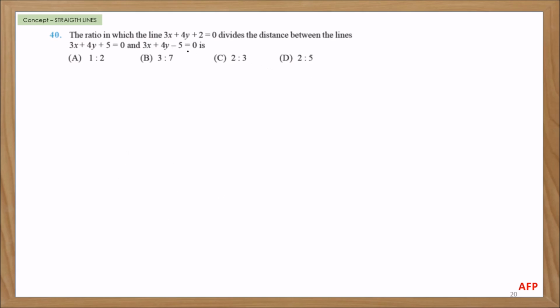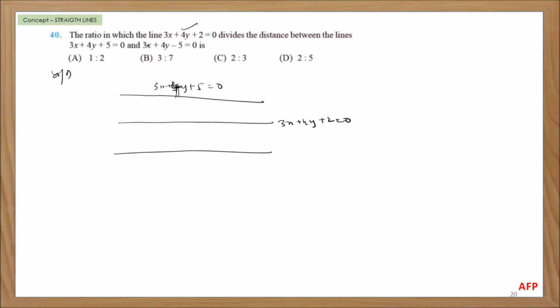Next one, the ratio of the distances between these two lines. Since they are parallel lines, one line you can write as 3x plus 4y plus 5 is equal to 0. The second line you can take as 3x plus 4y plus 12 is equal to 0, and the third line you can take as this, minus 5 is equal to 0. So this distance and this distance you have to find, the ratio d1 to d2.